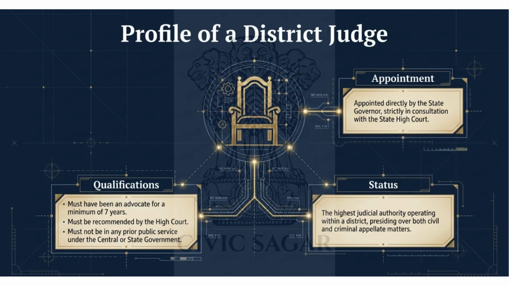Second, the qualifications. To be eligible, an individual must have been a practicing advocate for a minimum of 7 years, must be explicitly recommended by the High Court, and must not currently be in any prior public service under either the central or state government. In terms of status, they are the highest judicial authority operating within a district, uniquely holding the power to preside over both civil and criminal appellate matters.